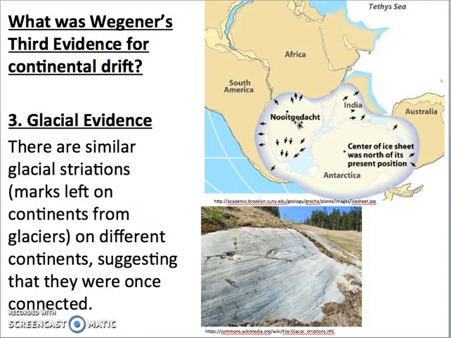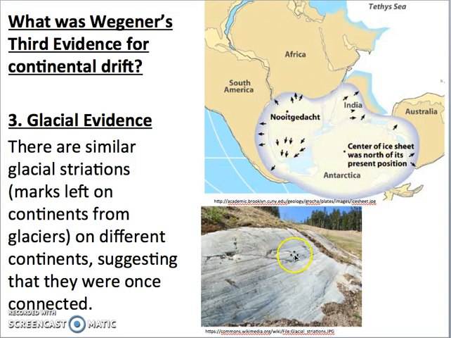A third piece of evidence for Wegener's theory was glacial evidence. So, as you guys know, glaciers are humongous mountains of ice, and over time we have had different glaciers form and melt and also move around. And when glaciers move around on continents, they slide, and when they do, they leave these marks called striations on the continents.